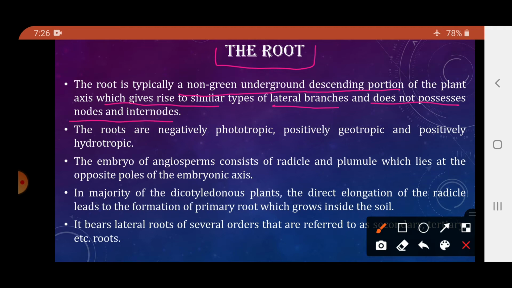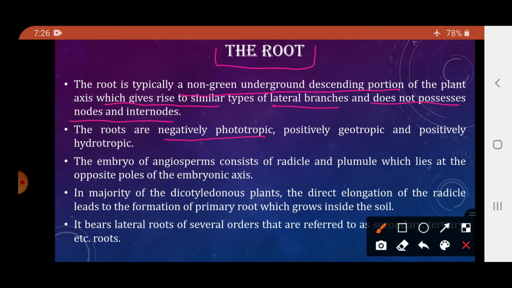So basically the root is a non-green underground part of a plant which gives rise to its branches, and it does not have the nodes and the internodes. Now, all roots are negatively phototropic. Negatively phototropic: it grows away from the sunlight.